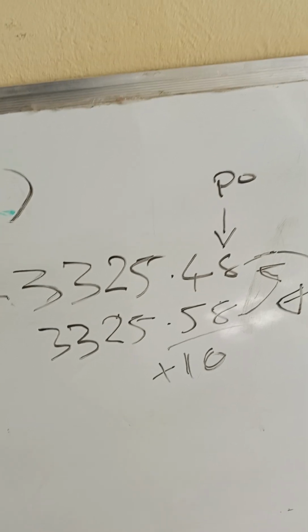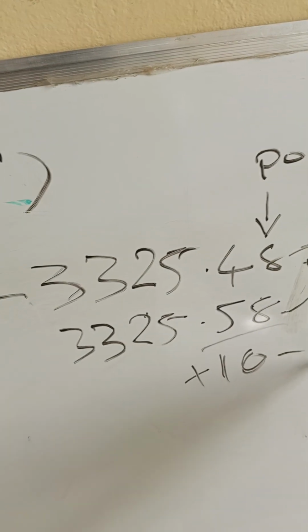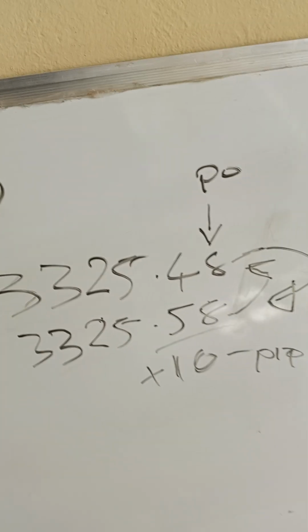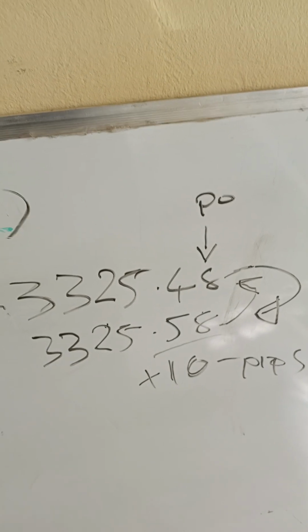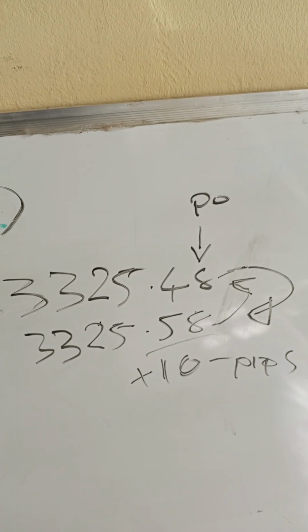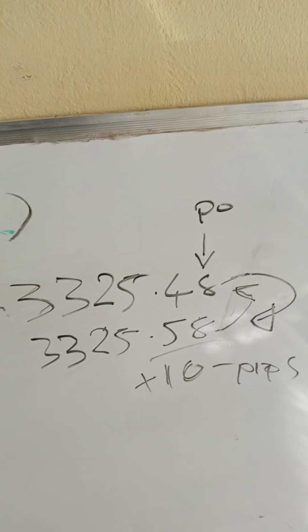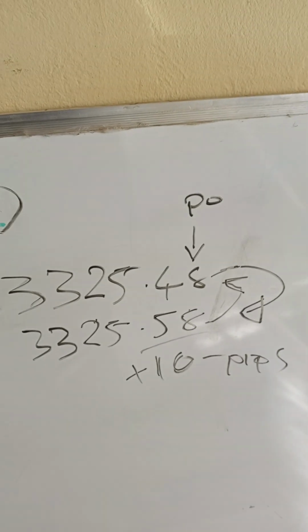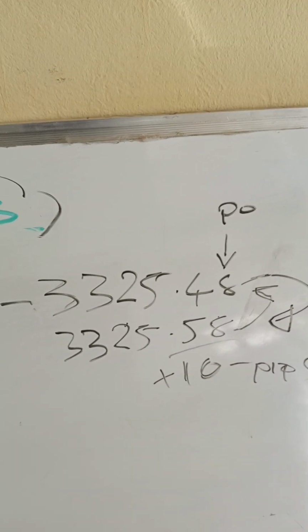So this is how, guys, you calculate pips. This market moved by 10 pips. That's how you calculate pips. So it has moved by 10 pips. All right. Then now, how do you set your stop losses?